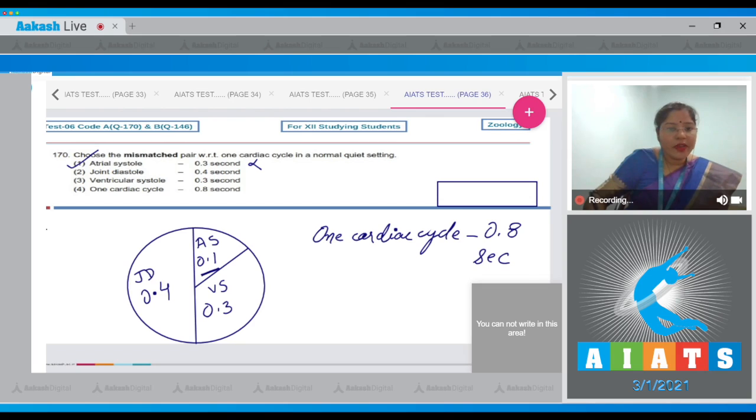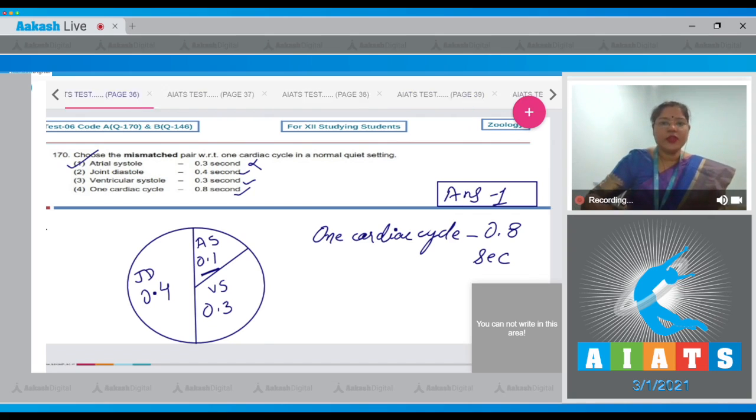Joint diastole 0.4 second, correct. Ventricular systole 0.3 second, correct. One cardiac cycle 0.8 second, correct. And the correct answer to this question is option number 1. Let's move on to the next question.